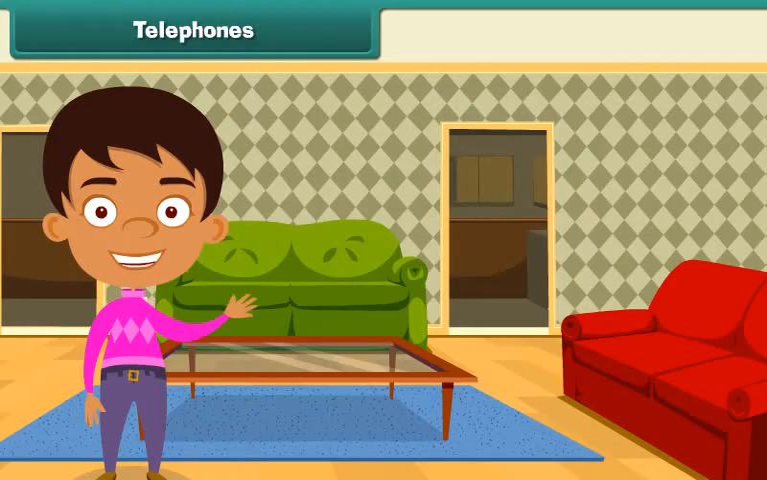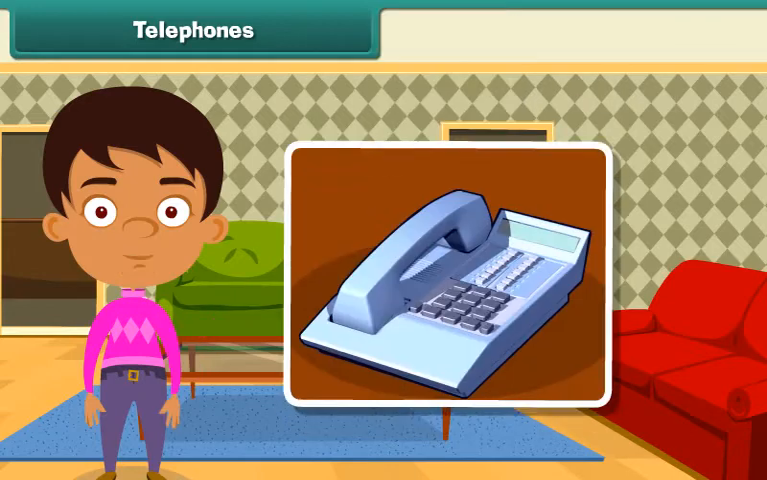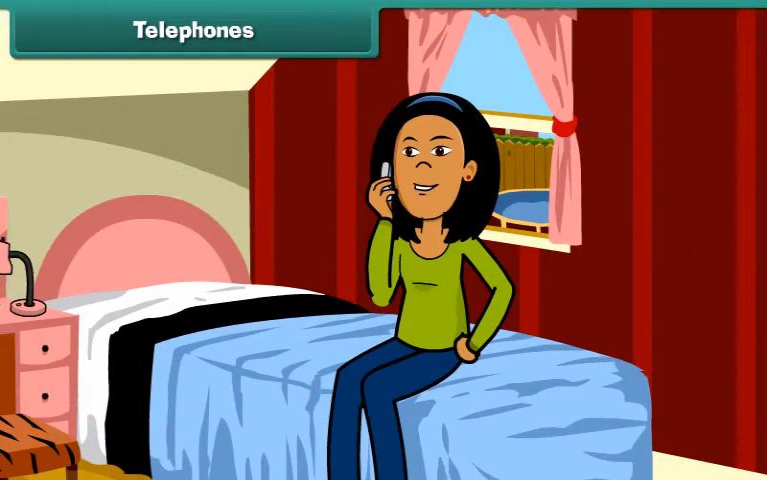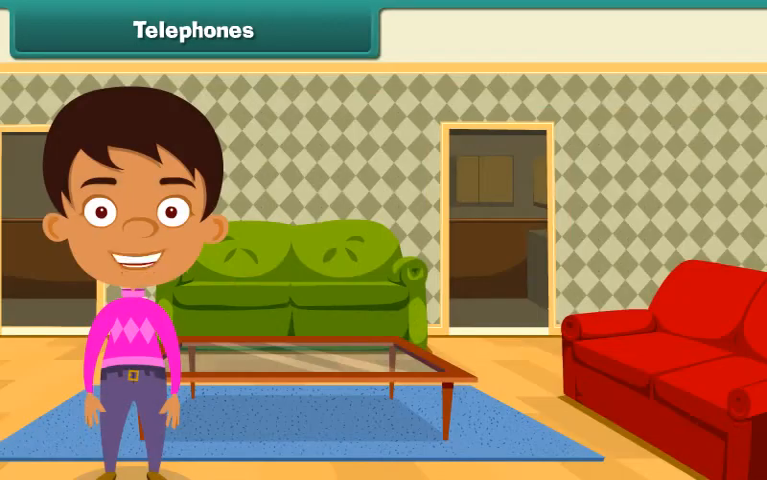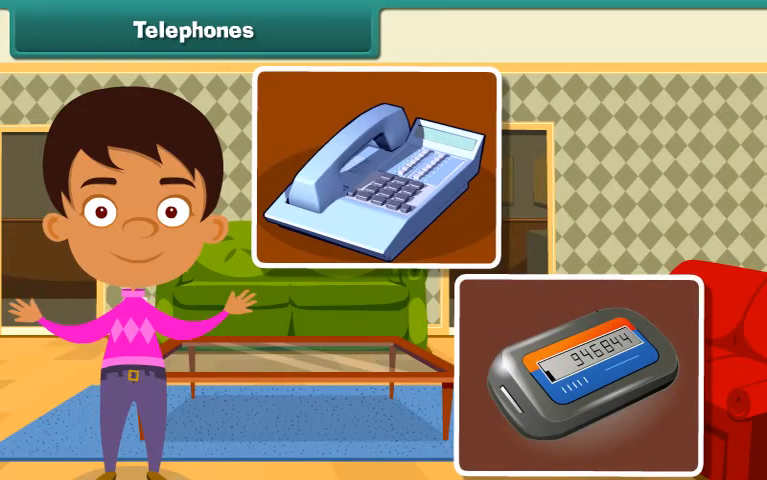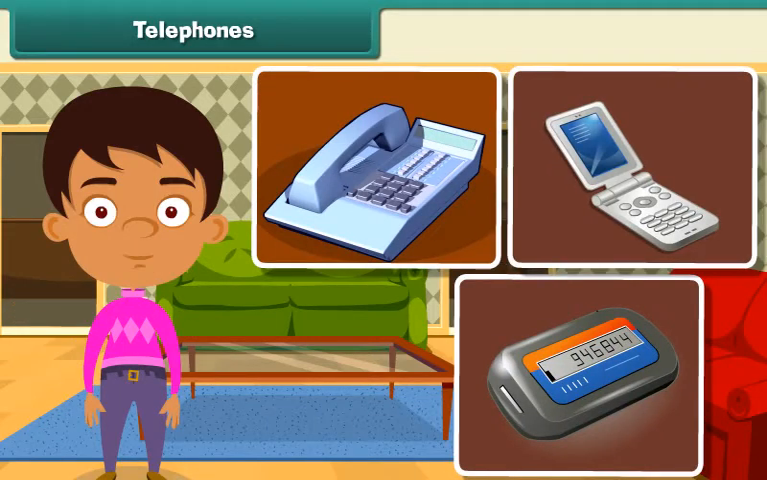Now let's move on to the next means of communication, that is, telephones. Actually, telephones are used to exchange messages through the telephonic wires. It helps us talk to any person at any place in the world. With the advancement in technologies day by day, telephones got first replaced with pagers and then with mobile phones. Now let us learn more about them.